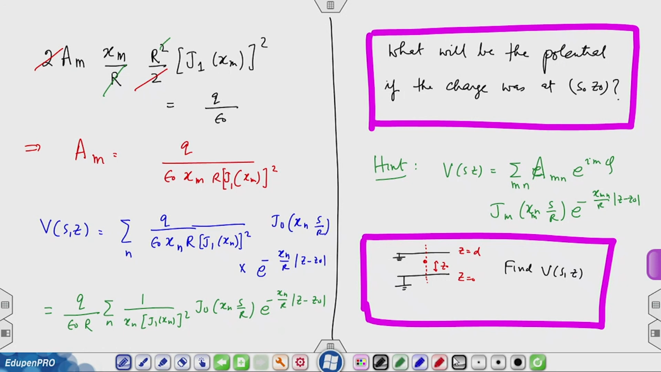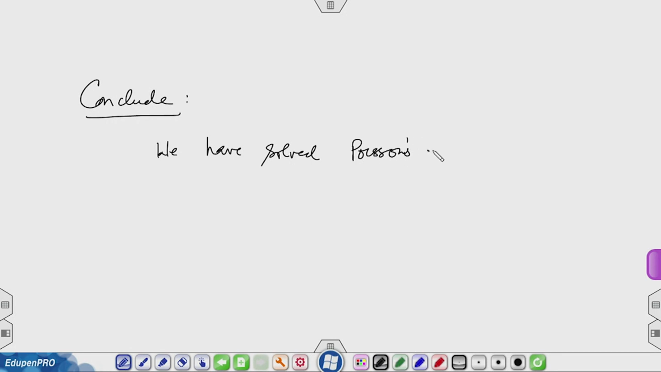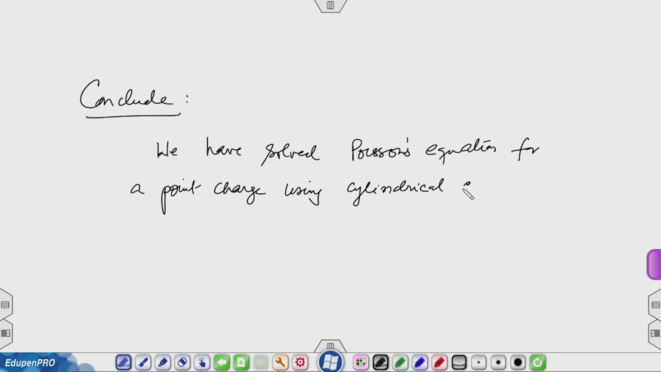So let me conclude this lecture now by stating that we have solved Poisson's equation for a point charge using cylindrical coordinates. Thank you.